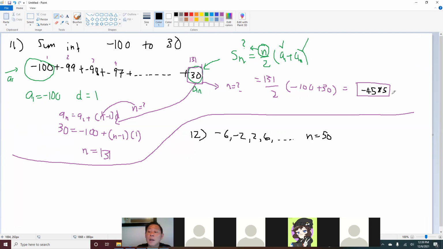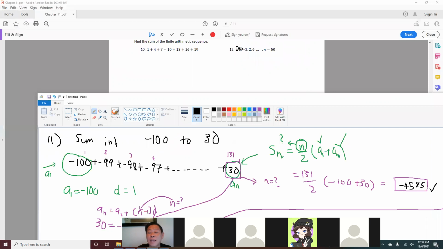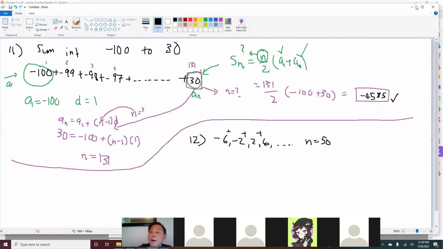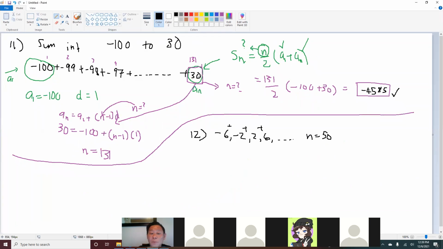Okay, that's correct. Now, for question 12, question 12 is giving us -6, -2, 2, 6, and it's 50. Again, you have to find the sum. So sum means you need to add this up all the way until you reach 50. This question doesn't provide us the last term, so you have to figure out what is the last term, in this case, the 50th term. Once you know the 50th term, you can just plug this into this formula.